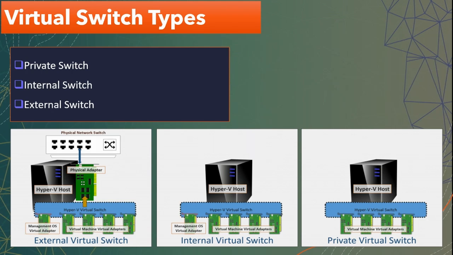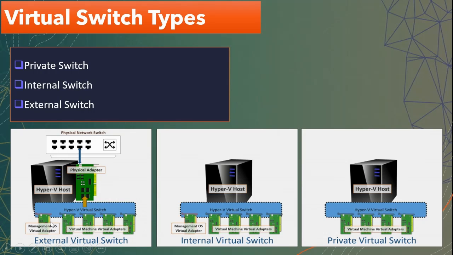Now let's talk about virtual switch types. As we just mentioned, we have three kinds of switches in Hyper-V environment: private switch, internal switch, and external switch. In the first image, we have shown the scenario of an external switch. So let's understand how exactly it works when we create an external switch. Whenever we create an external switch, a management OS virtual adapter gets created on a physical host. We can see it in control panel in network and sharing center.